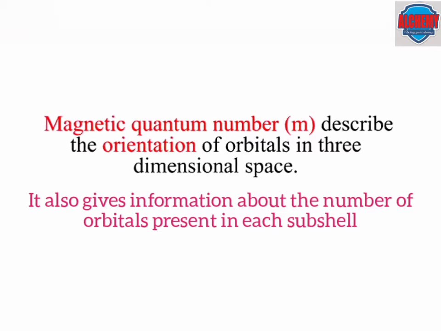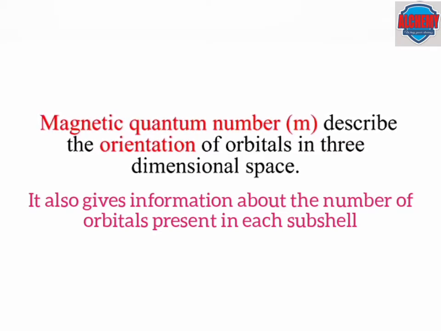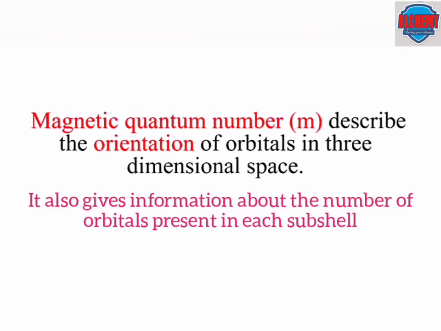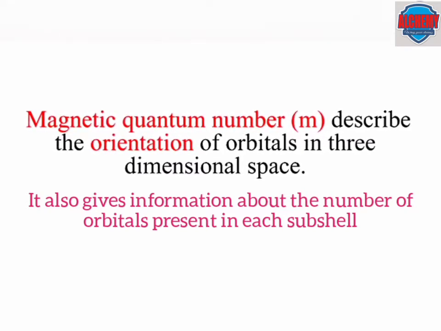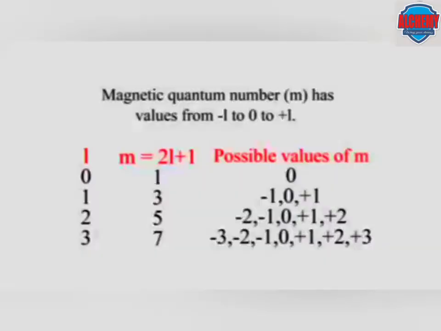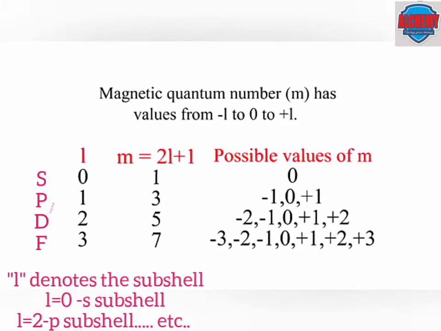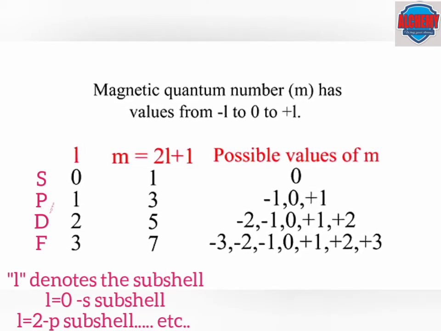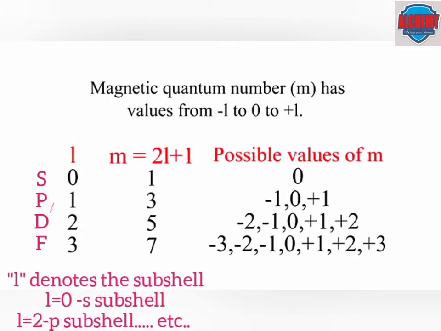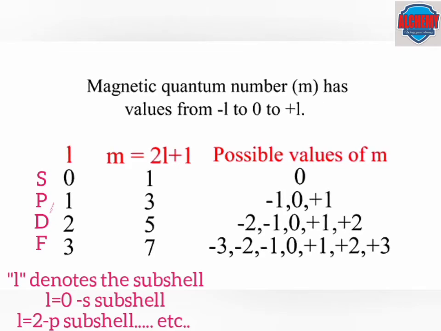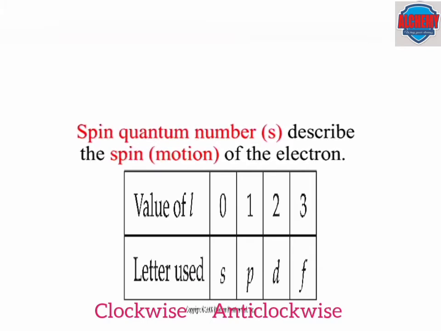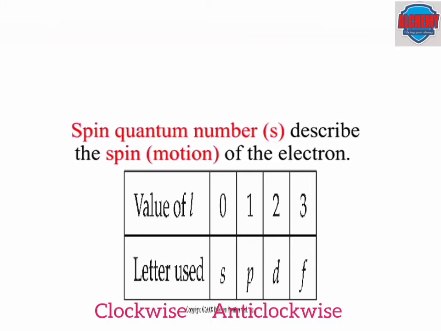The magnetic quantum number m describes the orientation of orbitals in three-dimensional space. It also gives information about the number of orbitals present in each subshell. The magnetic quantum number m has values from -l to 0 to +l. Thus the s subshell has only one orbital with the value 0. p has 3 orbitals with the values -1, 0 and +1. The spin quantum number s describes the spin motion of the electron, whether it is in clockwise or anti-clockwise direction.